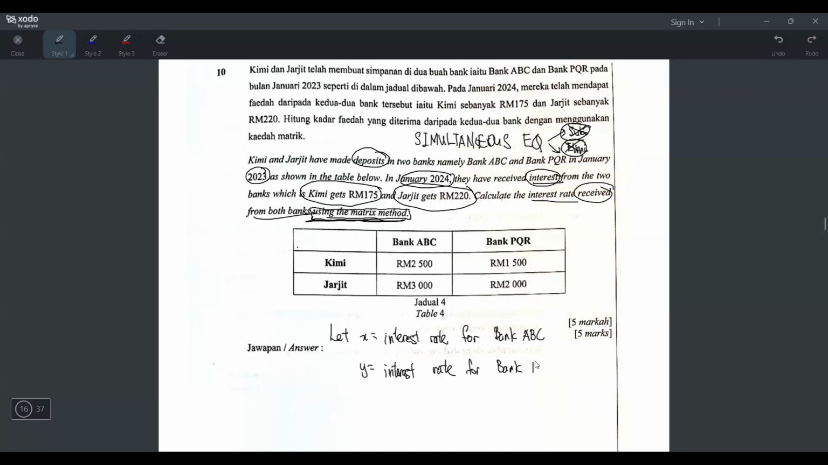These tips are very useful. I always teach my students like this. Straight away, see what they want to find and make that the x and y. If they never tell you what is x and y, then you can apply this method, so that you can straight away know what is your x and what is your y. Apa yang dia nak cari tu, itulah you punya x y.